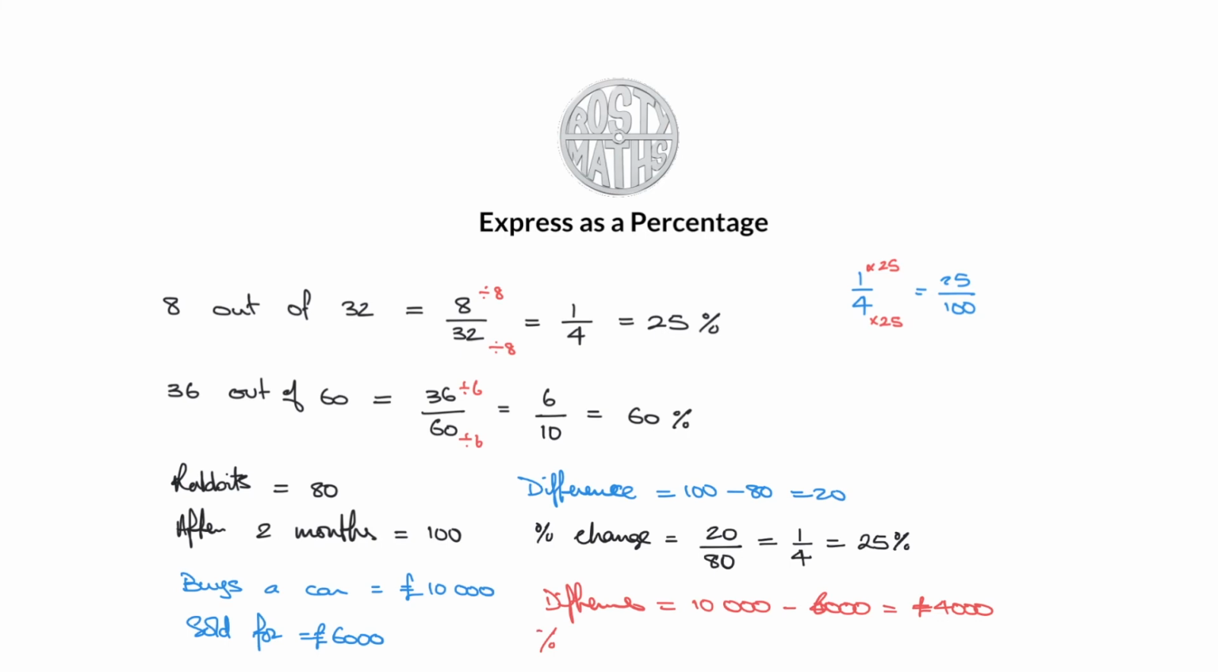So therefore, the percentage change now is going to be that difference of 4,000 divided by the original amount. Make sure it is always the original amount that you have there. And that's going to be equal to 4 out of 10 when you simplify it, because you can divide by 1,000 to get rid of those zeros. And that means you have lost 40% on that car.